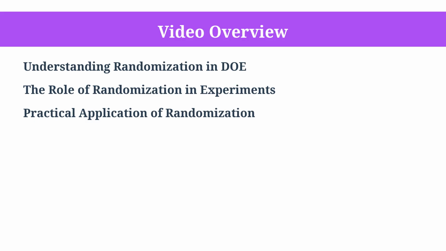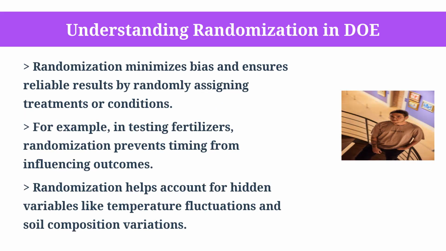Today, we're diving into the fascinating world of design of experiments, or DOE for short. And one of the key concepts we'll be exploring is the role of randomization in these experiments. So let's get started. Randomization plays a pivotal role in DOE because it helps to minimize bias and ensures that our results are reliable and valid. By randomly assigning treatments or conditions, we reduce the chances that any particular sequence of events influences our outcomes unfairly.